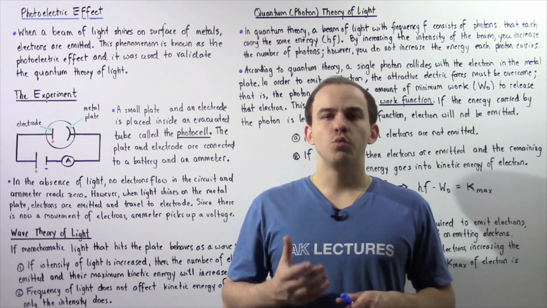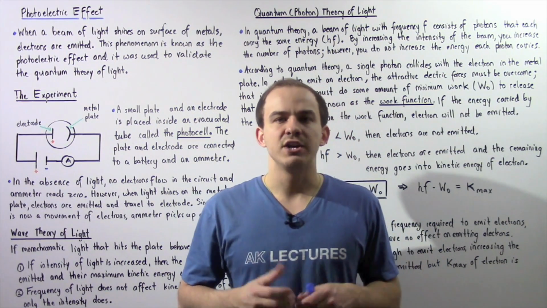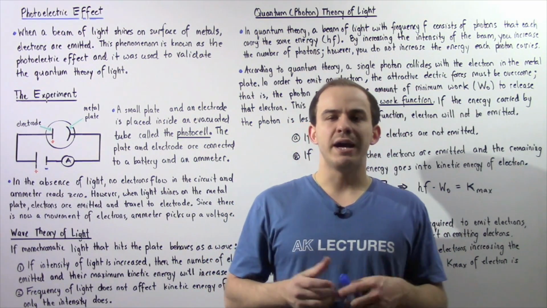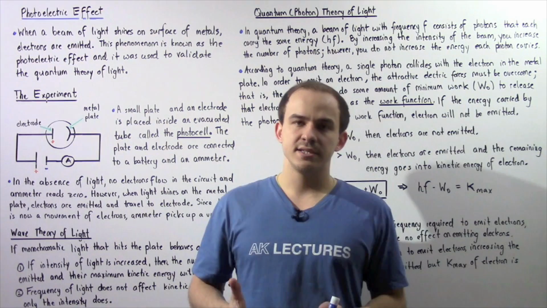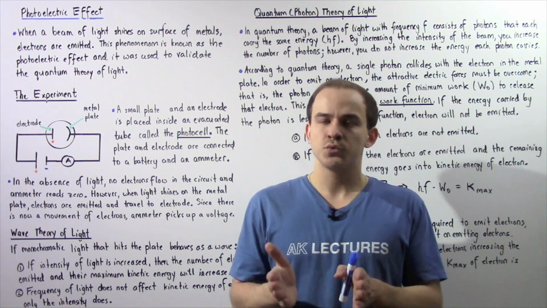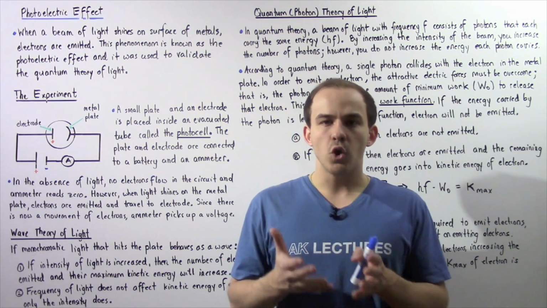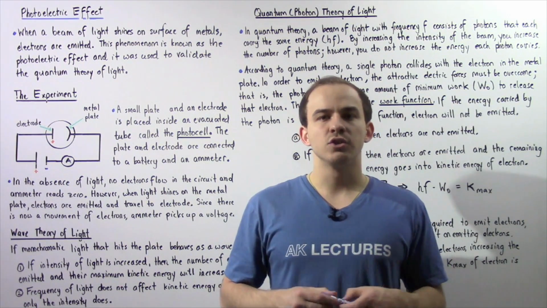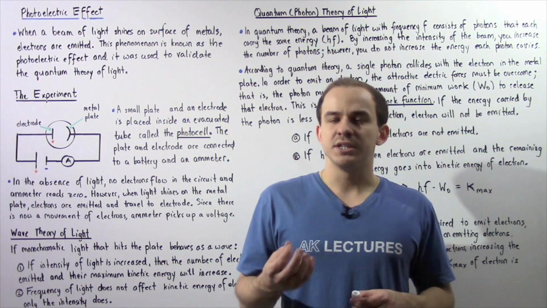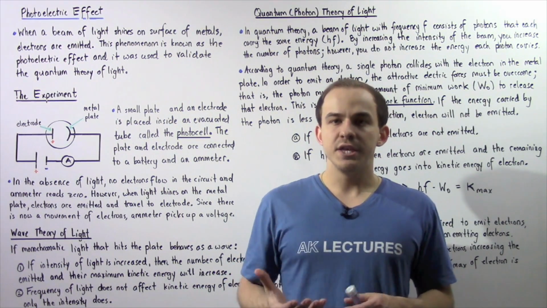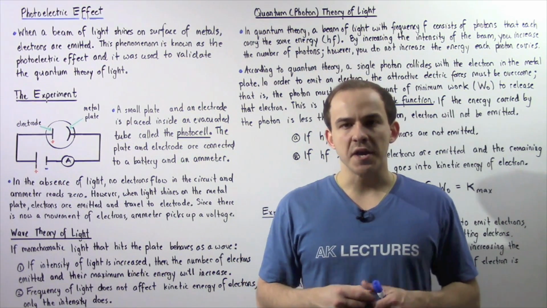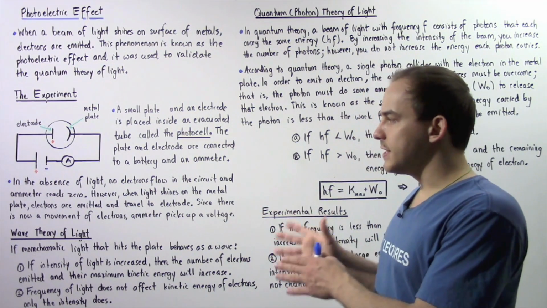In the previous lecture, we discussed the quantum theory of light, also known as the photon theory of light, which was introduced by Albert Einstein. It basically states that a beam of light consists of individual discrete particles known as photons that carry a certain quantity of energy. So the experiment that was conducted to validate this theory became known as the Photoelectric Effect experiment, which we'll discuss in this lecture.